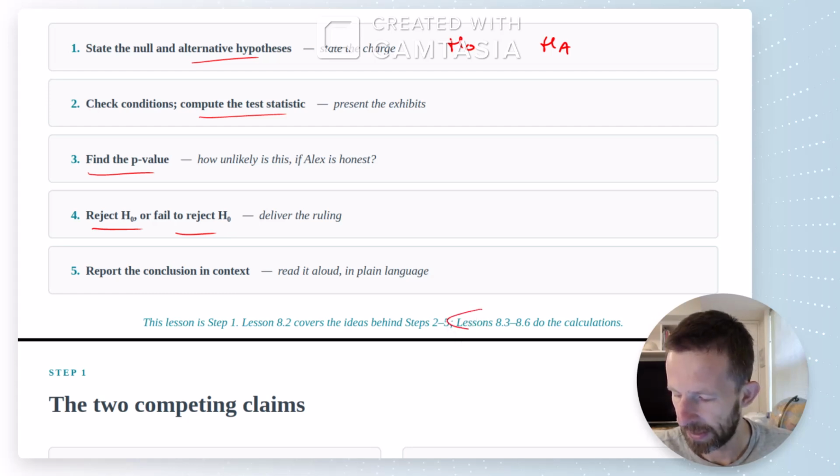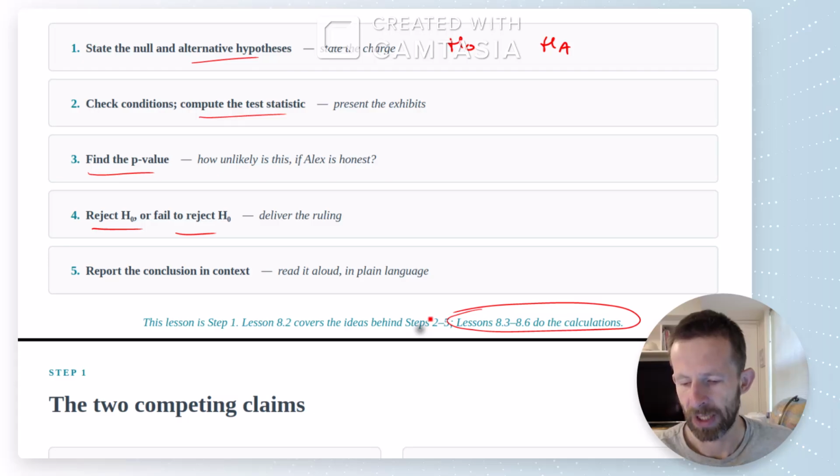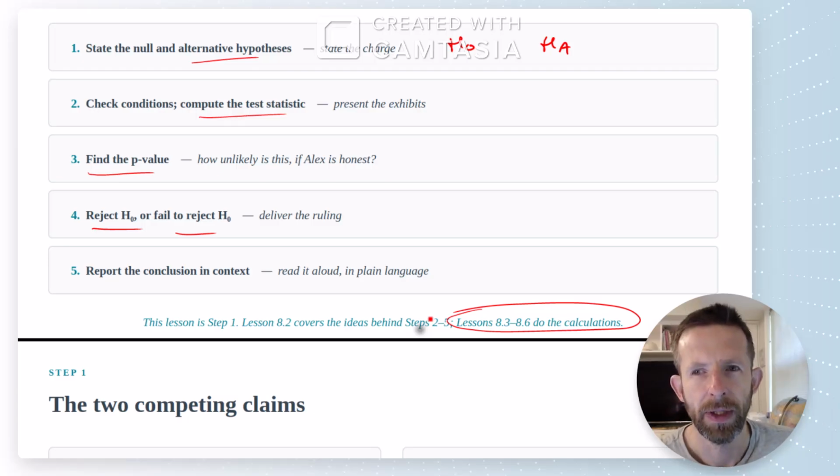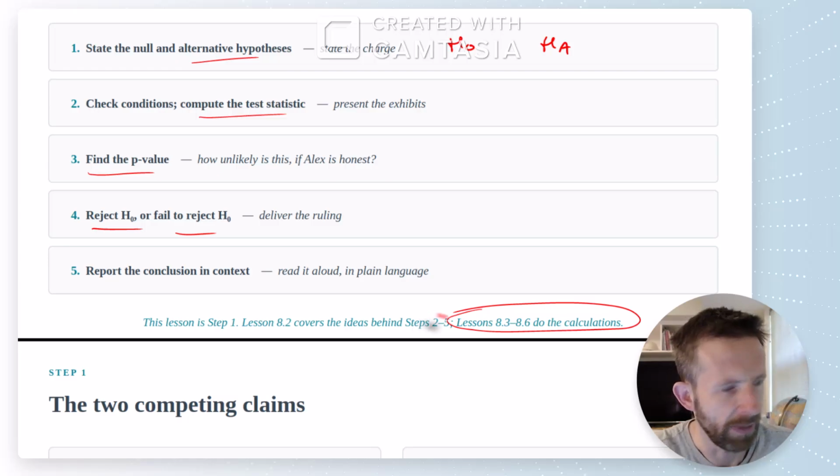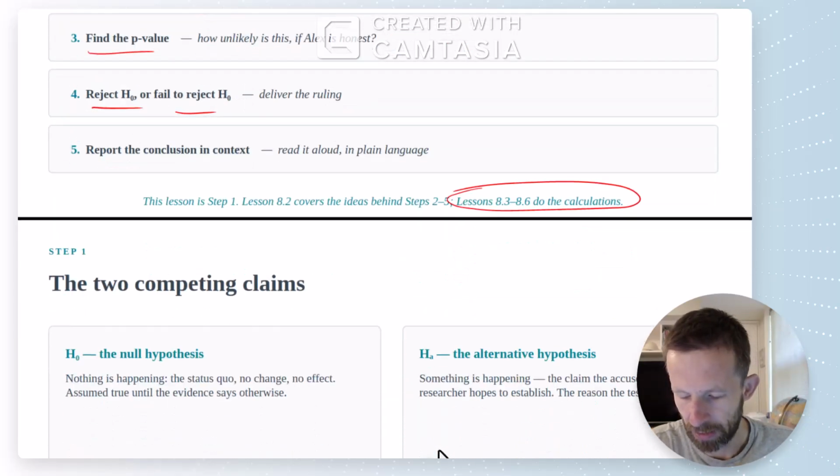So for lessons 8.3 through 8.6, we're actually going to get into the nitty-gritty of the calculations. 8.1 and 8.2 are more the theory behind how all this happens.